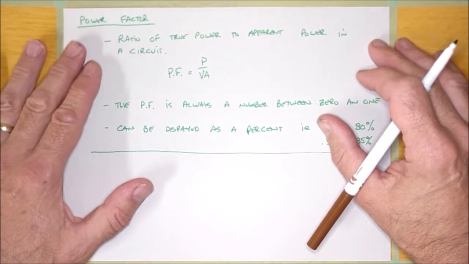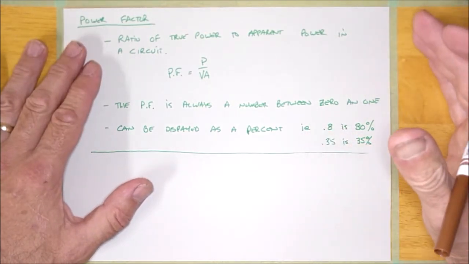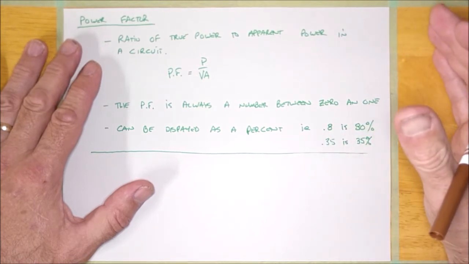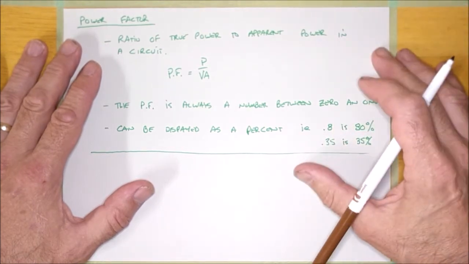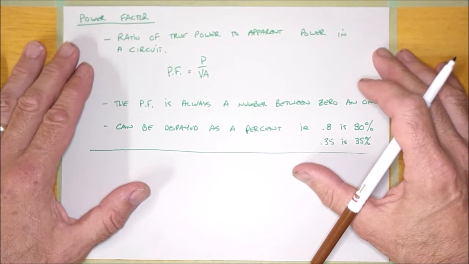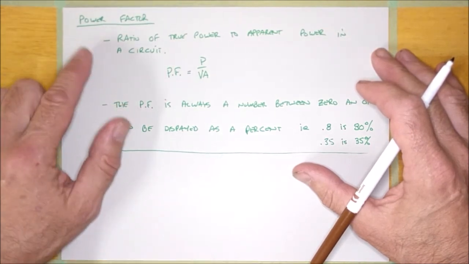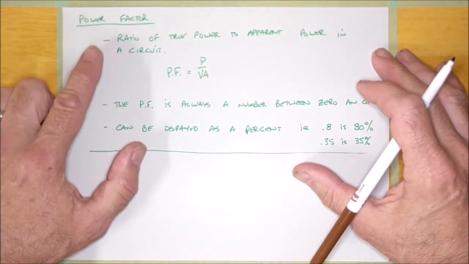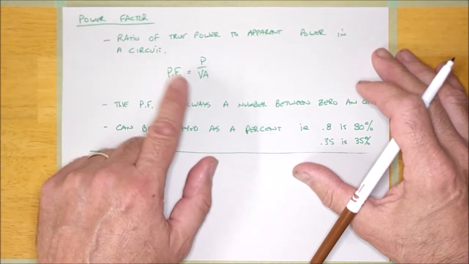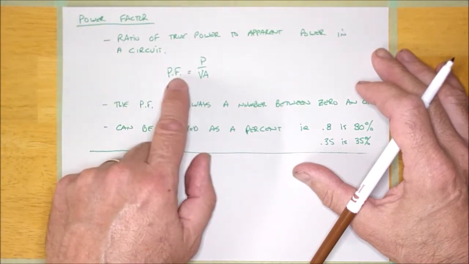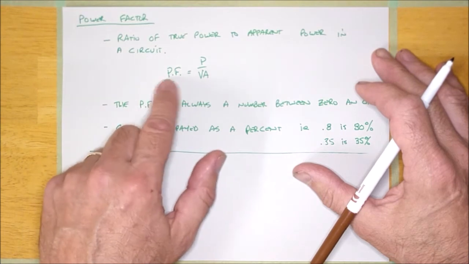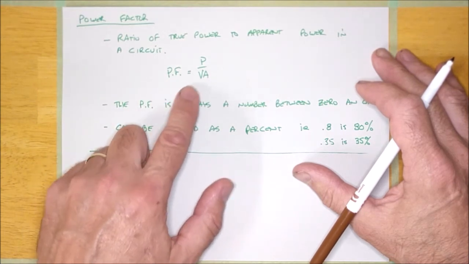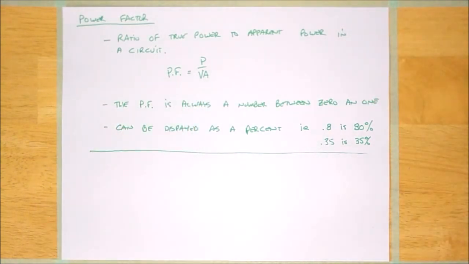Power factor is just a number that we use to give you some idea of how a circuit's doing, as far as how close to in phase it is. The power factor is the ratio of true power to apparent power in a circuit, and there's more than one formula for it. We'll look at the other one in a minute. The power factor can always be calculated as the power divided by the VA.